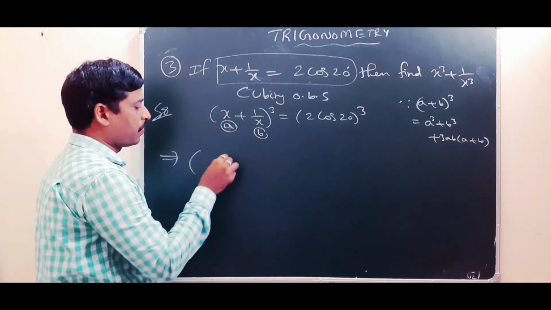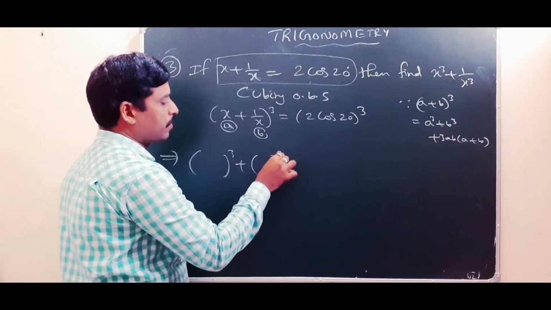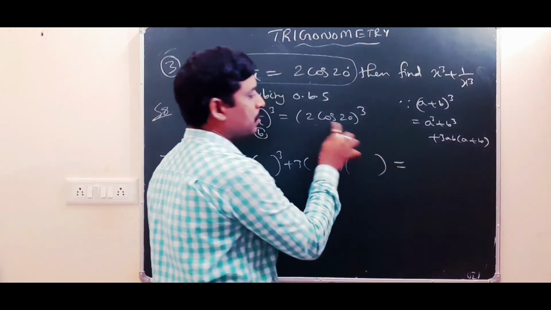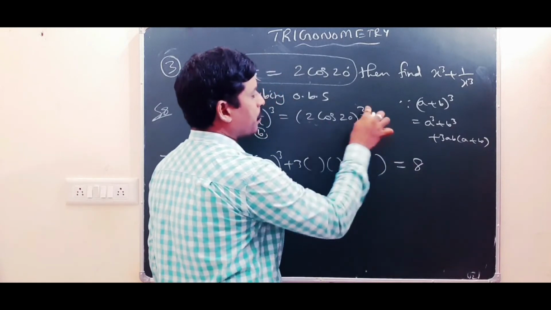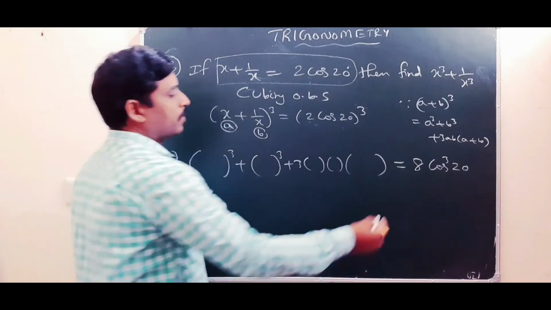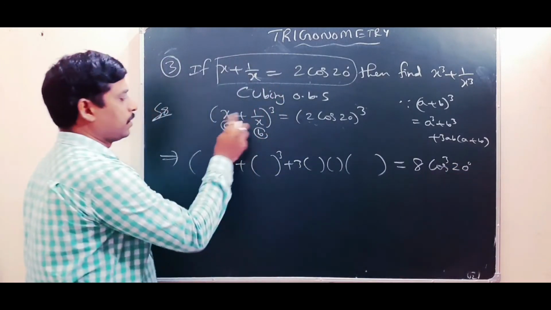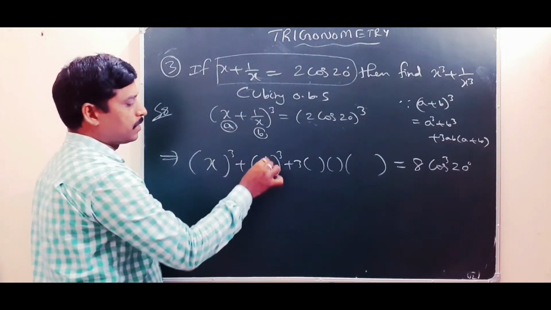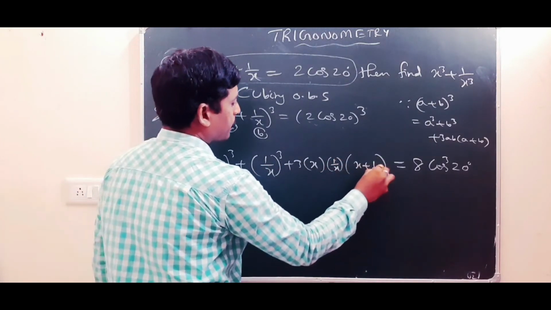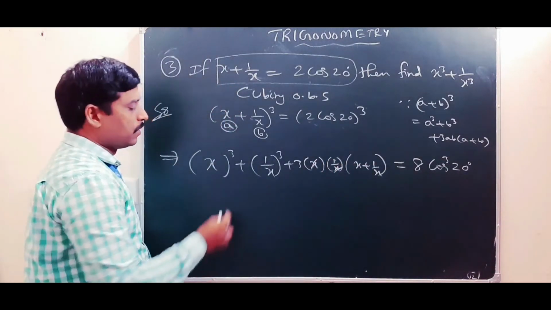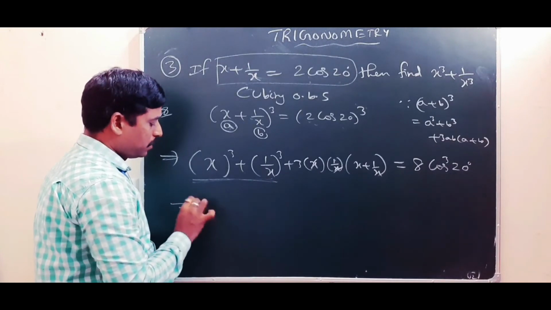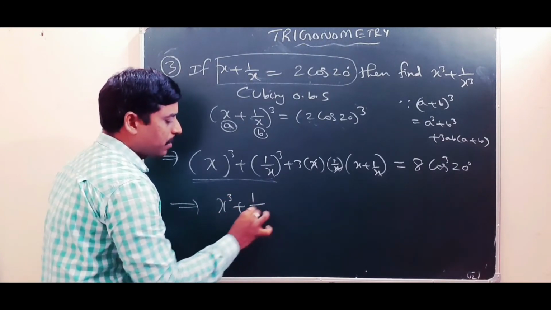So what is the formula? a³ + b³ + 3ab(a + b) is equal to (2 cos 20) whole cube. 2 cubed is 8, so 8 cos³ 20 degrees. Here a is x and b is 1/x, so in 3ab(a + b) the x and 1/x get cancelled. So we get x³ + 1/x³, and this is our target: x³ + 1/x³.